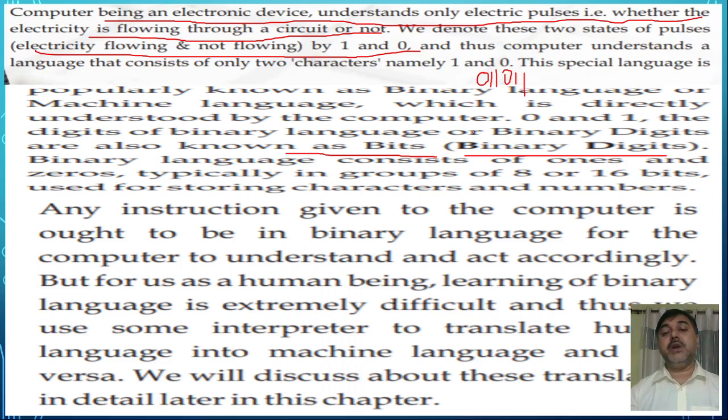Here an interpreter and translator are used in machine level language to do the work vice versa. That means machine level language is translated into human understandable language, as well as human understandable language is translated into machine language, isn't it?